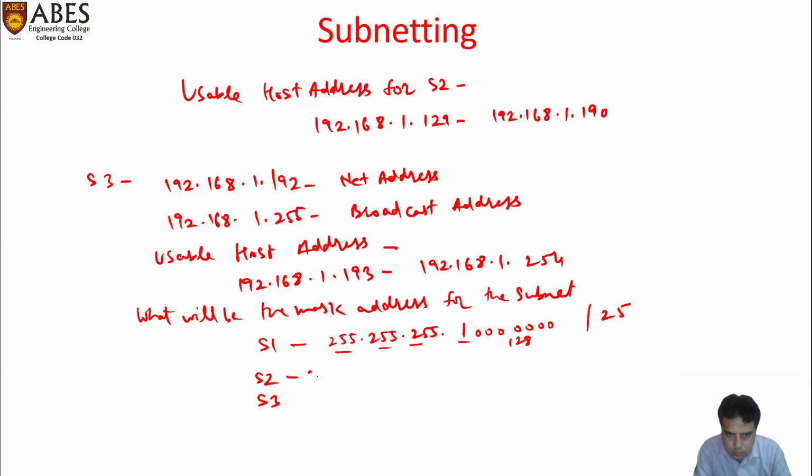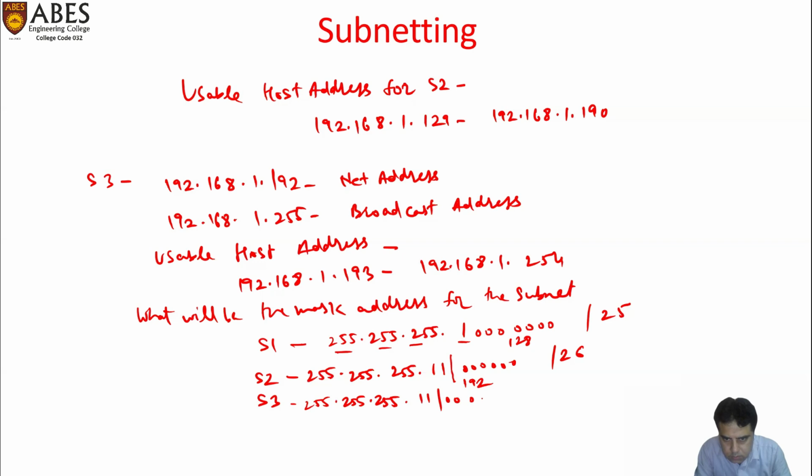For S2, 255.255.255.11000000, we use 2 bits. So this is 192, slash 26. For S3 also, 255.255.255.192, 2 bits, 11000000. This is slash 26.